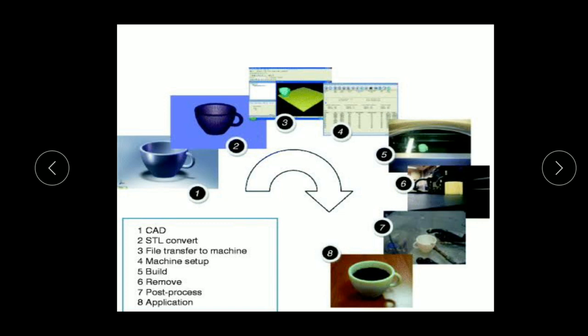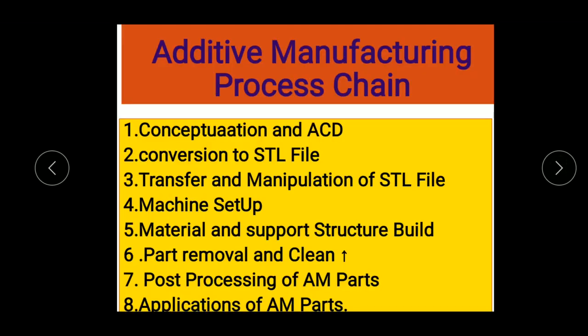As we can see in the seventh image, we have a teacup type of produced 3D object that needs post processing. And the last image is a produced 3D object for the particular application. Let's move on to the next slide.